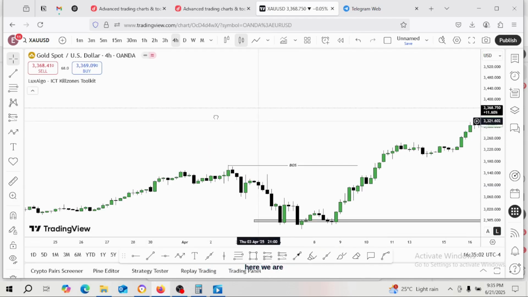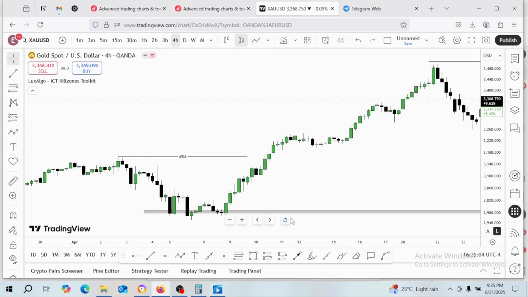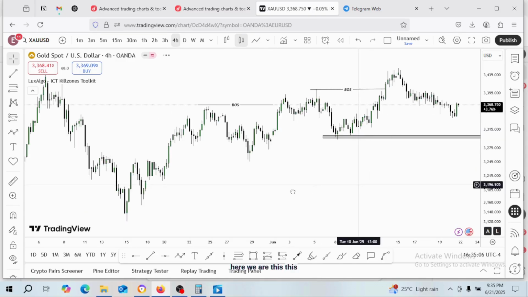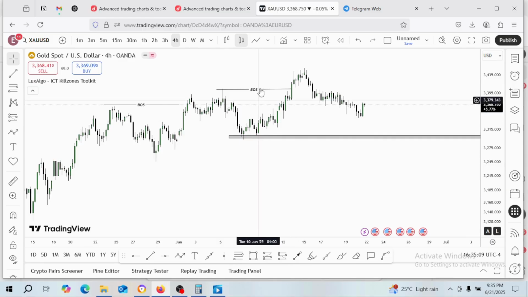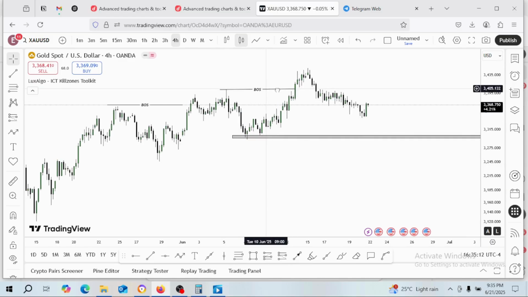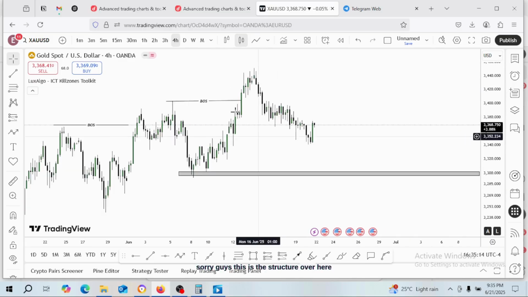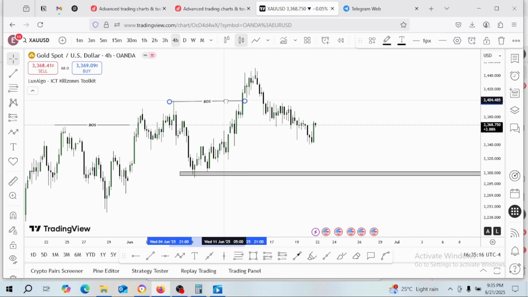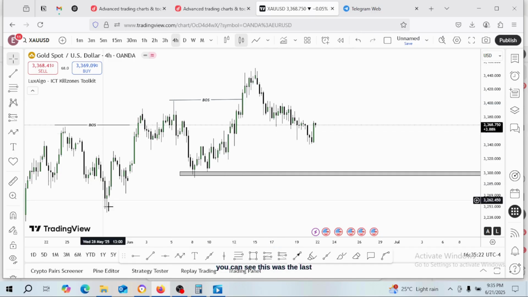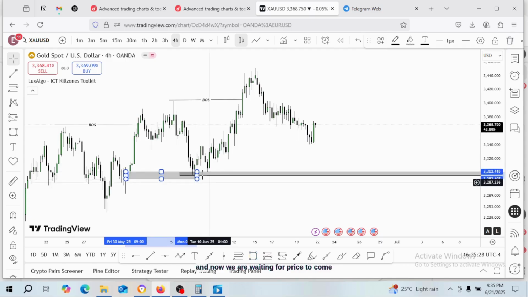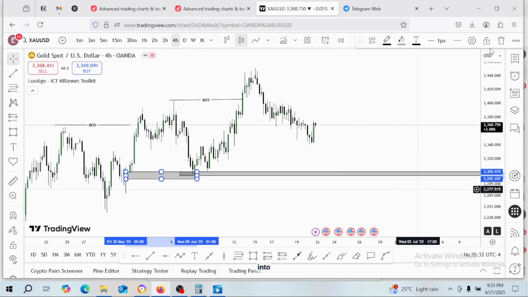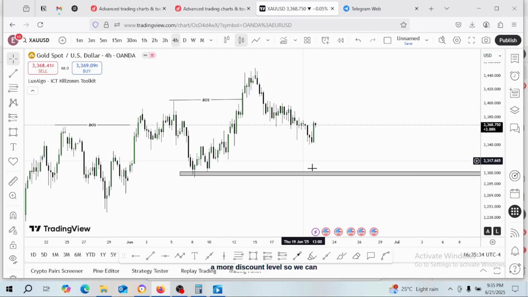And here we are. Sorry guys, this is the structure over here. This is the structure, and you can see this was the last higher low. Price came down to a discount level, took orders from this level, and now we are waiting for price to come into a more discount level so we can continue the buy to the upside.